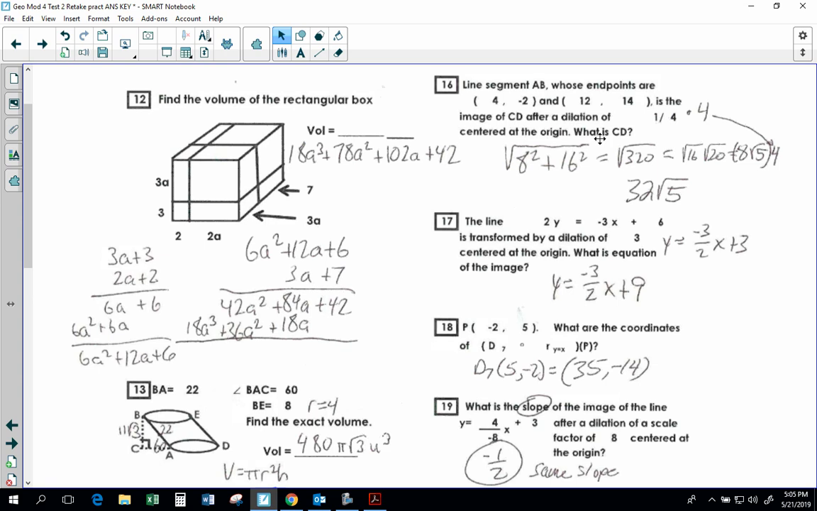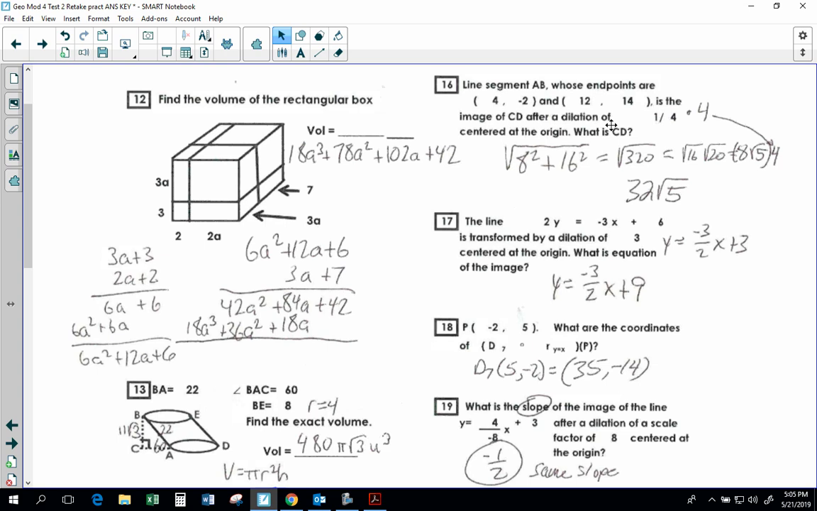Now, what students missed on this is they didn't understand what it means when it says, quote, CD. Well, they thought that meant what are the coordinates of C and D, like these coordinates. That's not what it means. We've been talking about this all year long. You start to learn this in quarter one.